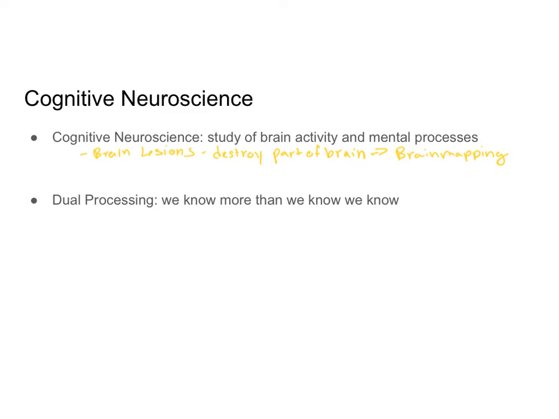One thing that we look at with cognitive neuroscience is your brain's ability to do what we call dual processing. And this definition is terrible: we know more than we know we know. That's not a very good definition, right? So what is dual processing? Well, dual processing just means that your brain can do two things at once.